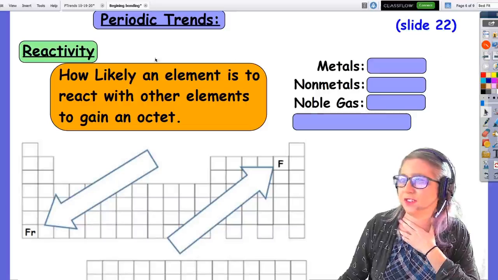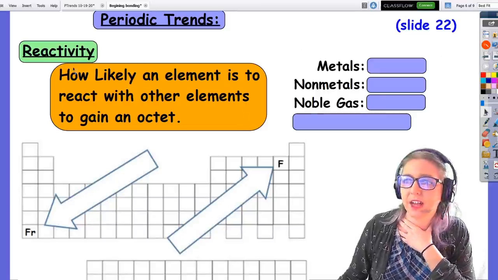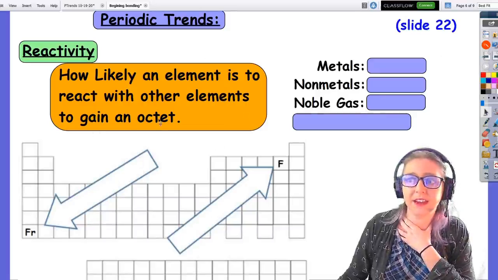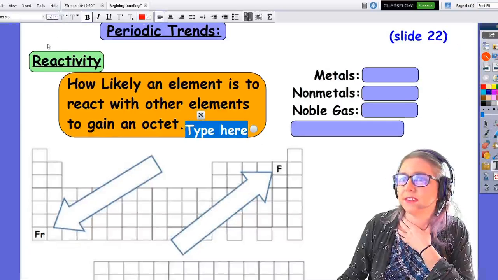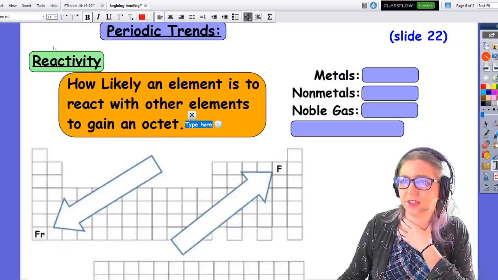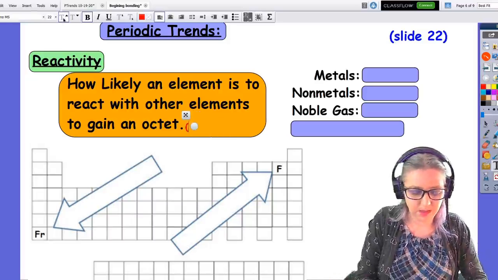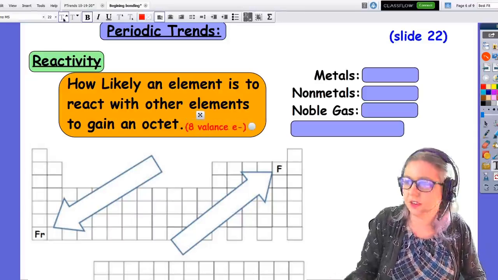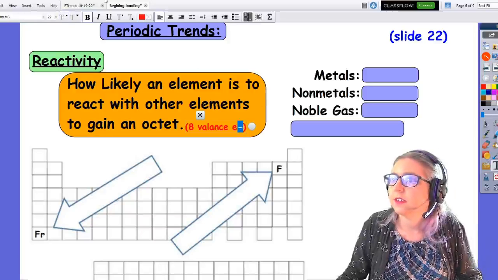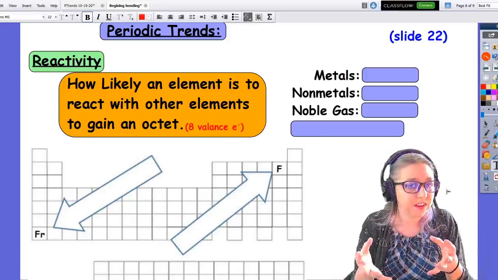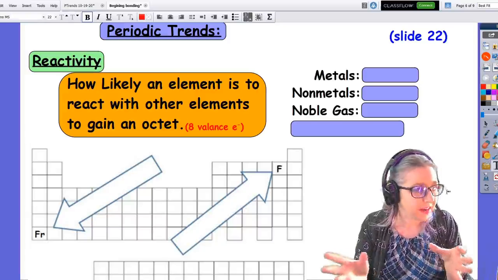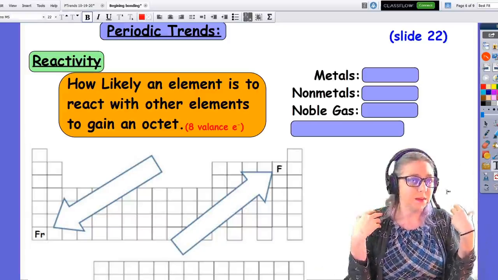So then we go to slide 22. Reactivity is how likely an element is to react with other elements in order to gain an octet, which, let me write in parentheses, 8 valence electrons. So they want to either react and get rid of their valence electrons if they're a metal, or they want to react and gain valence electrons if they're nonmetals.